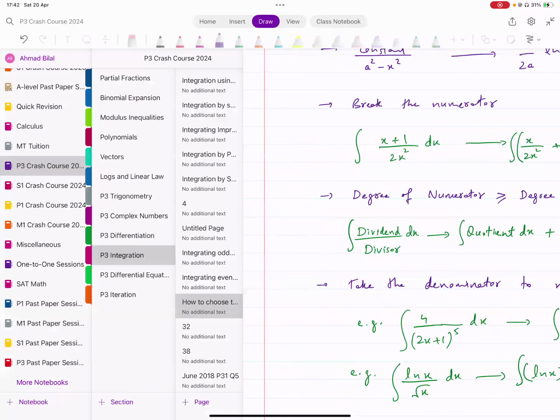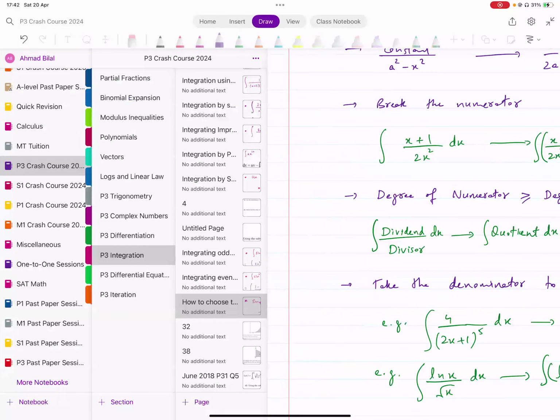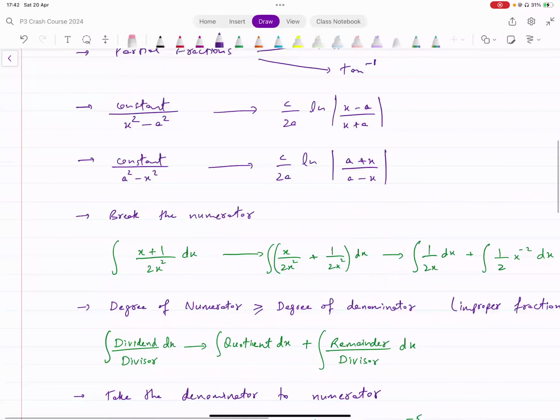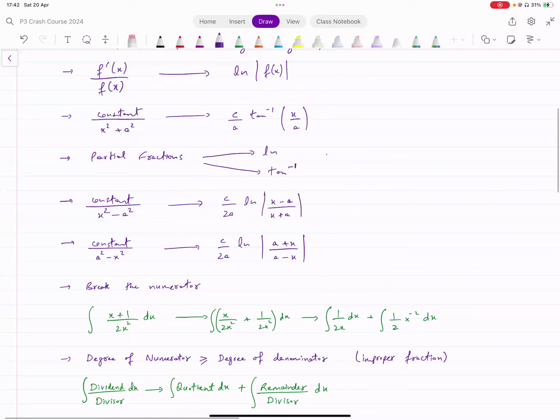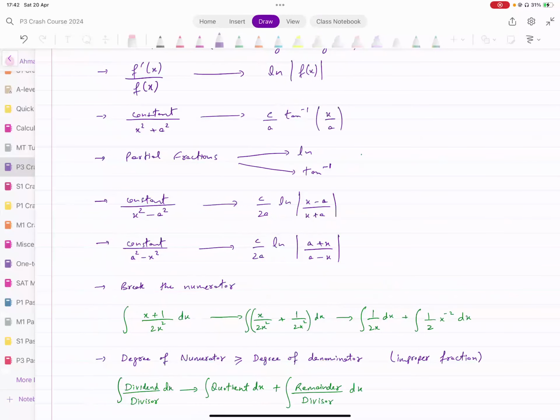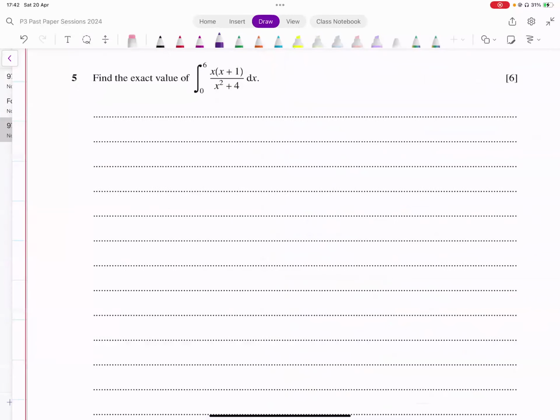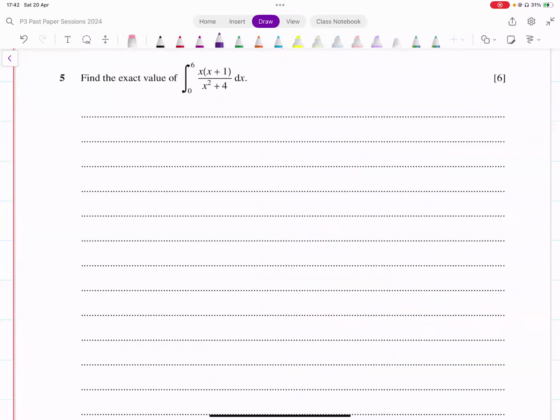Make sure that you memorize all of those cases, that these are the different possibilities that you have for integrating fractions. So now when you get a problem like this, you would start thinking of them one by one. Does the ln rule work? Does this rule work? Does this rule work? Let's think about this.